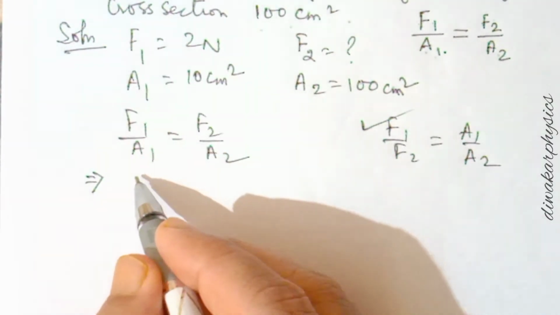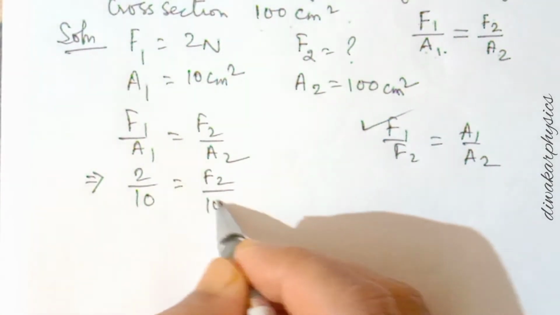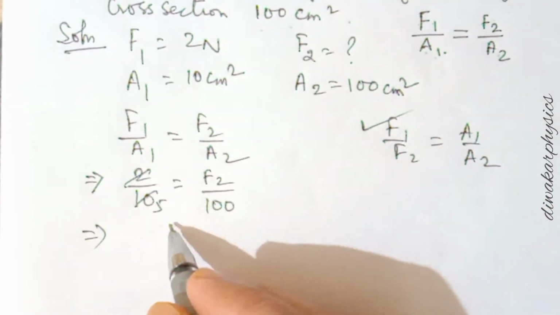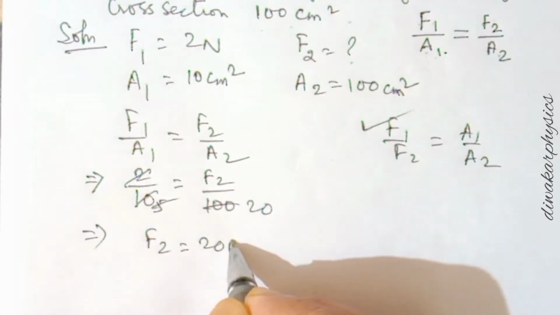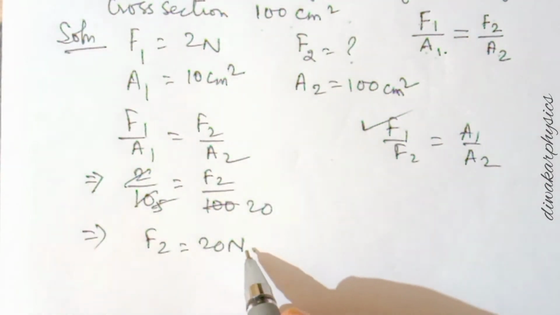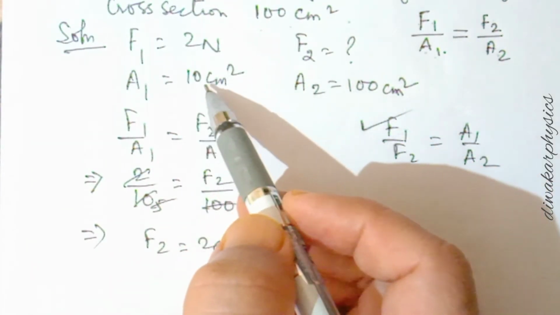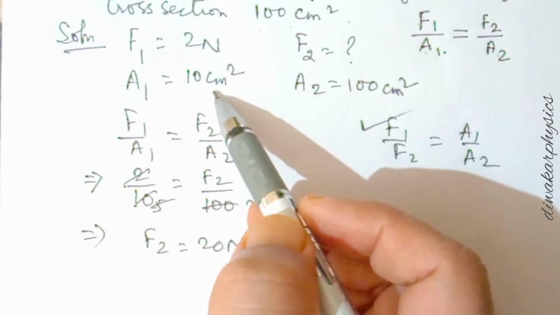Okay, anyway, so 2 by 10 equals F2 by 100. Then you can cancel this. Then F2 equals 20 Newton. So this way you can solve. And here you see I have not converted. I have taken force in Newton and area in centimeter square. So no problem. No need to convert this into meter square.